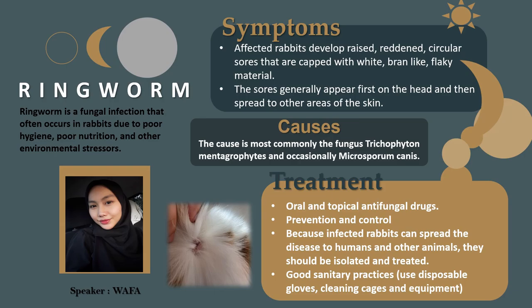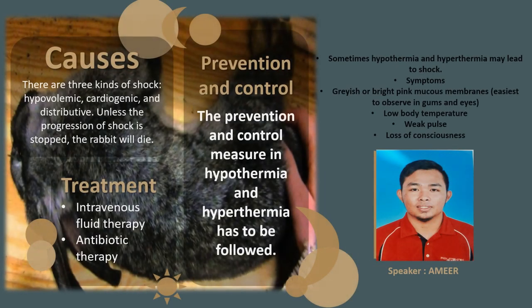Prevention and control: because infected rabbits can spread the disease to humans and other animals, they should be isolated and treated. Good sanitary practice: use disposable gloves, clean cages and equipment. Shock: sometimes hypothermia and hyperthermia may lead to shock. Symptoms: grayish or bright pink mucous membranes, low body temperature, weak pulse, loss of consciousness.